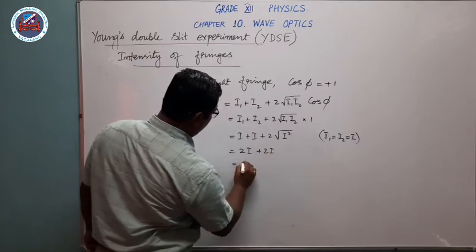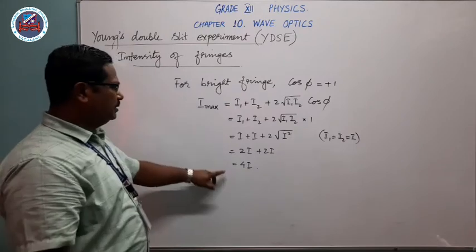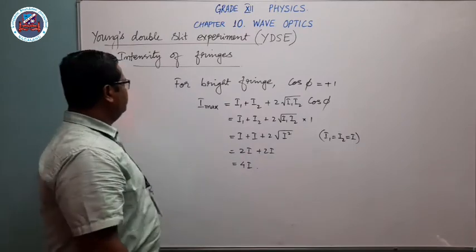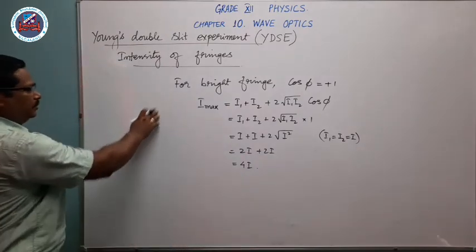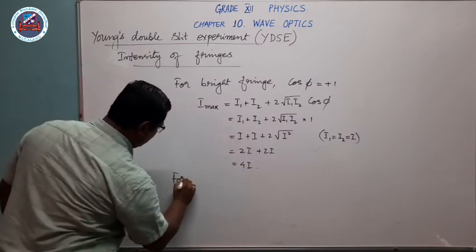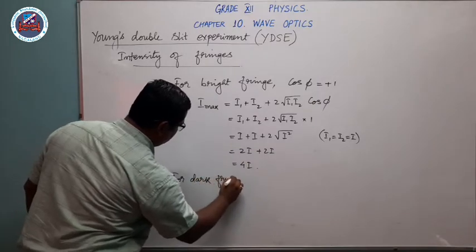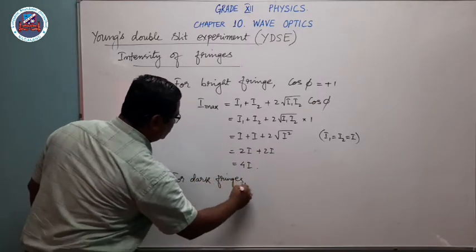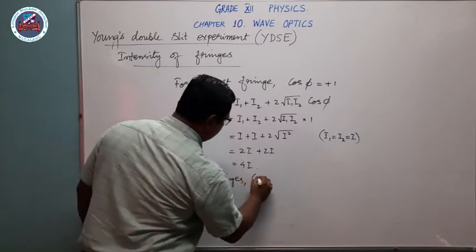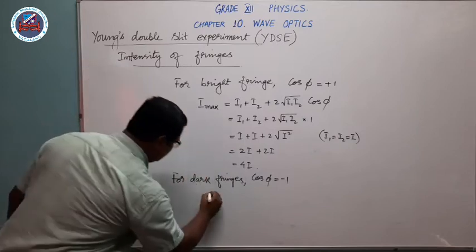It will become 4I. The bright fringes will have intensity 4I. Like that, you can do it for dark fringes. For dark fringes, as we are saying that it is dark, cos phi has its minimum value of -1, so you will get I minima.